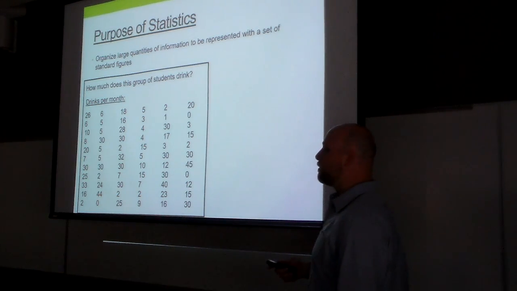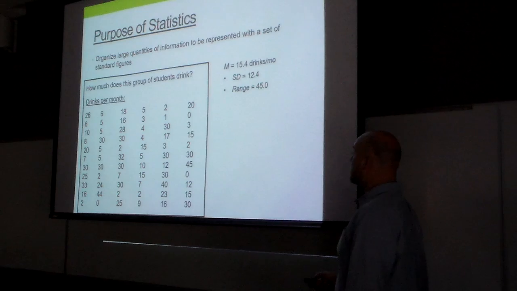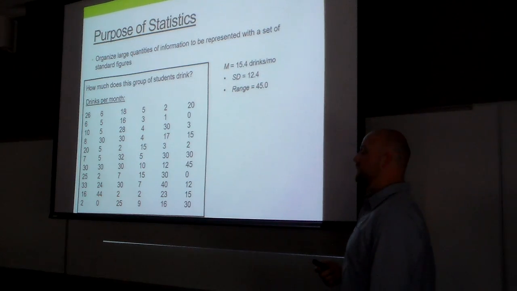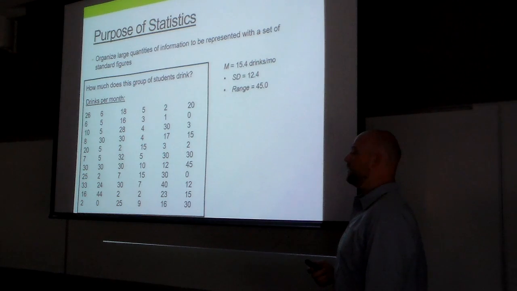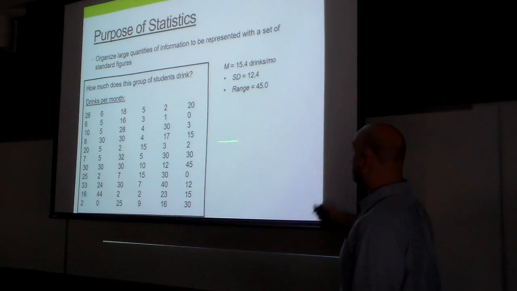But it's hard to get a general sense of what this looks like, right? And so what we can do is, if I say on average this sample is drinking about 15.5 drinks a month, is that a lot or a little for college students? I would say it's not that much. Okay, so maybe this is just a general, not an at-risk, average student sample, right?